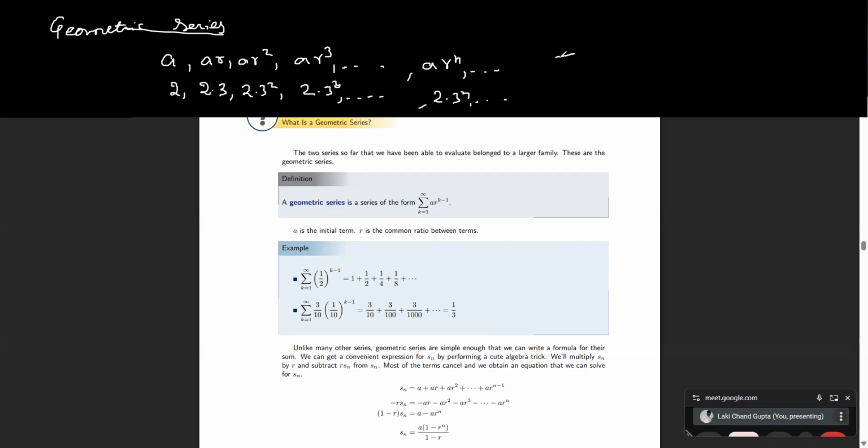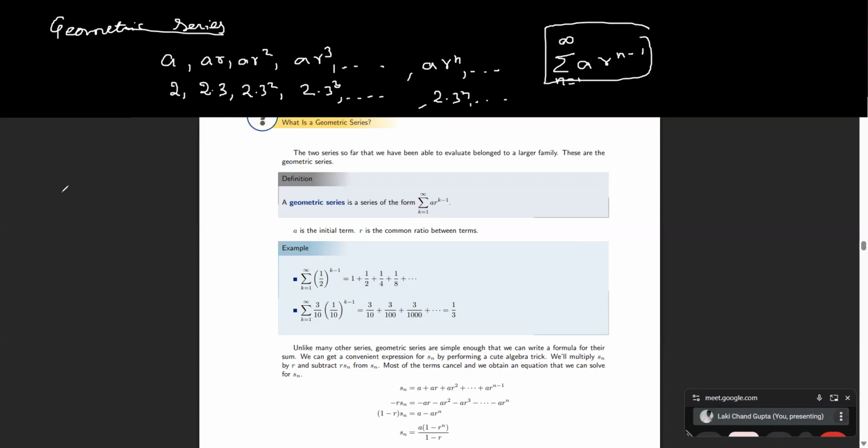And you can write in this way, A R to the n minus 1. Why n minus 1? Because R starts from 0. Okay. So when R starts from 0 and you carry up to n terms, then it will be n minus 1. Okay. This is the general term.